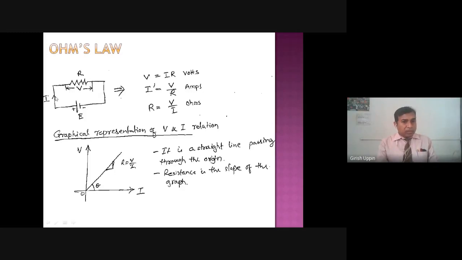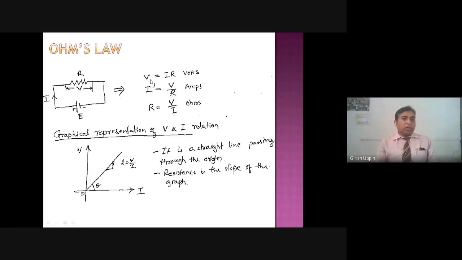So if this is the circuit, then applying Ohm's law, we get V is equal to I into R, and you can write it in different forms. Suppose you are doing the circuit analysis, and you know the current flowing through the resistance and the resistance of that particular resistor, then you can find the voltage.